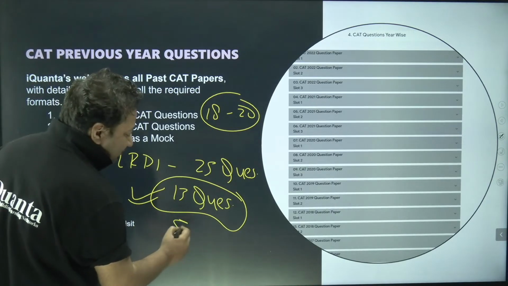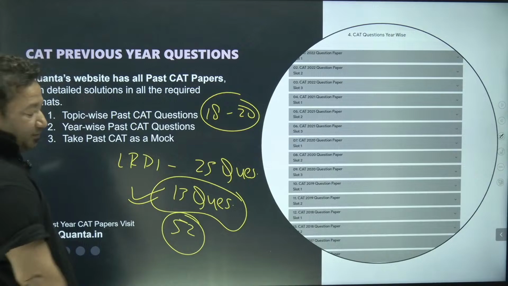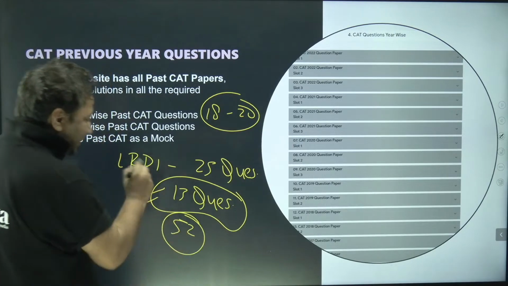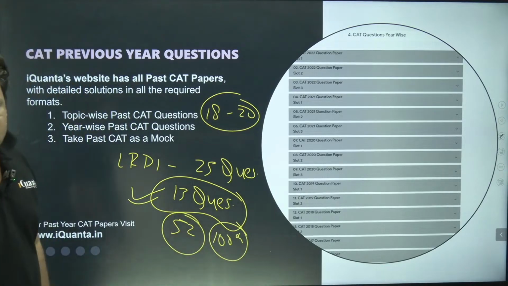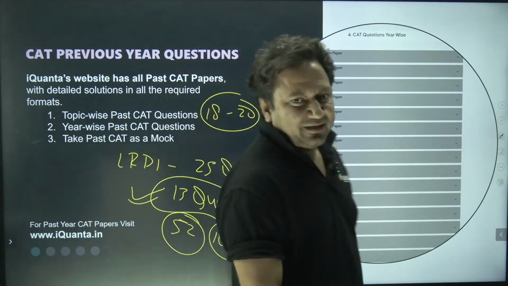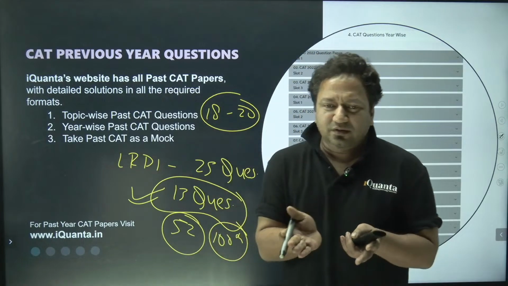I got 52 marks. At that time it was +4 and -1, the marking pattern. And my percentile in LRDI was 100th. So nobody did more than 52. Okay, more than 13 questions correct. So this is what we need to focus on.